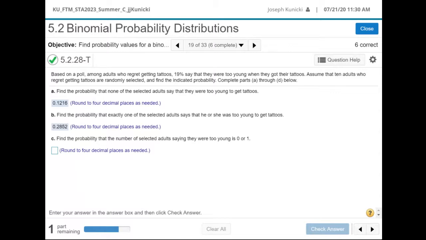Yeah. So the probability that the number of selected adults saying they were too young is 0 or 1. That's what I didn't understand. Well, look at the screen. Part A is 0, part B is 1. What do you think? Do I have to go back and do some more calculations, or do I have enough information right there in front of me?